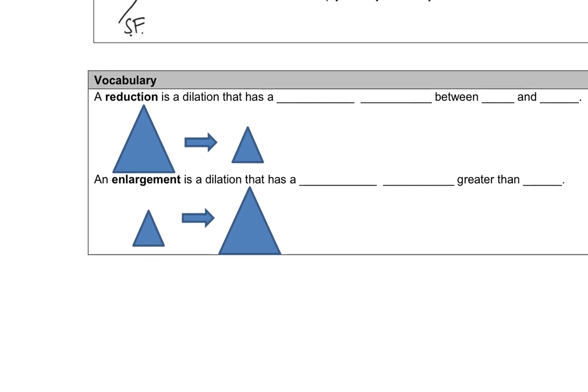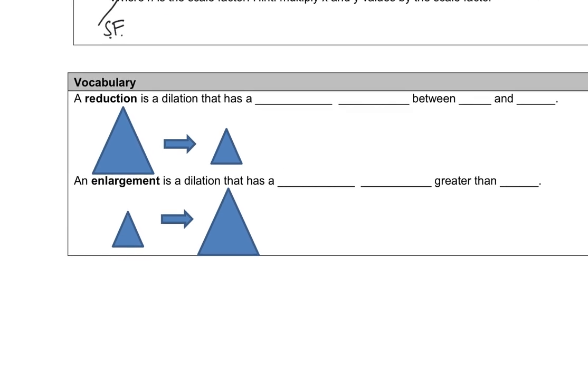All right, let's keep going. The last parts of the vocab. So we're going to have a reduction or an enlargement like we talked about earlier. A reduction is a dilation that has a scale factor between 0 and 1. Okay, so this is my old and this is my new. It got smaller. An enlargement is a dilation that has a scale factor greater than 1. So it started out small and it got big.